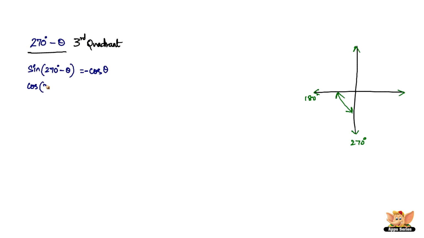Next, let's go to cos. Cos 270 degrees minus theta. Cos is going to change to sine theta, and it's going to be negative as well, because cos is only positive in the fourth and the first quadrants. Then we go to tan 270 degrees minus theta. It's going to be positive cot theta, because tan is indeed positive in the third quadrant.